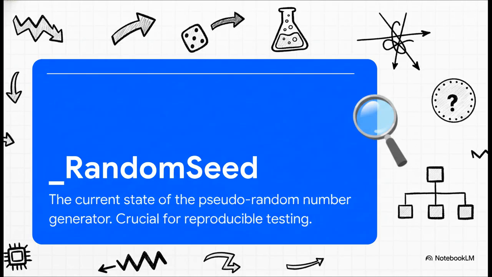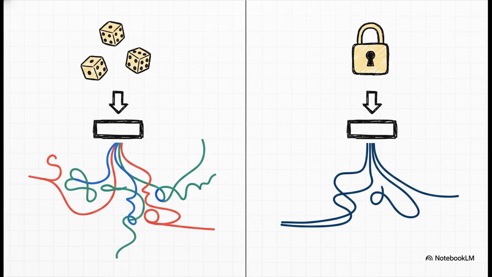Now here's a control that is absolutely vital for any kind of scientific testing. _RandomSeed. See, every time you ask MQL5 for a random number, it uses this internal generator. _RandomSeed holds the current state, or seed, of that generator. But here's the cool part, you can also set it yourself. And why is that such a big deal?